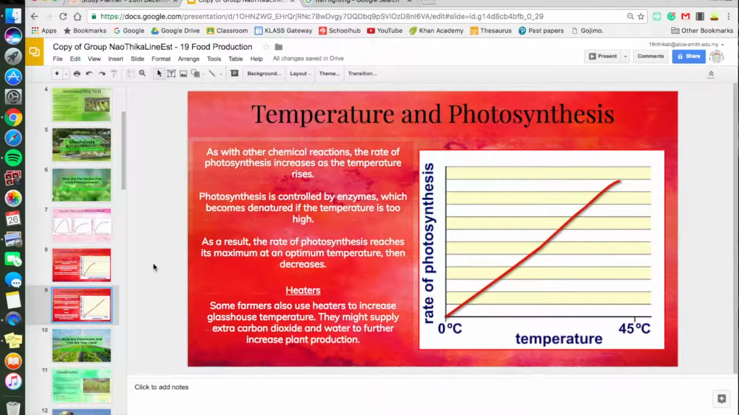Then we have temperature and photosynthesis. Temperature affects photosynthesis because photosynthesis is a chemical reaction, and chemical reactions are done by enzymes. And enzymes have a particular temperature in which they work best. So increasing the temperature to reach the temperature at which enzymes work best increases the rate of photosynthesis as well. But this only happens to a point, and then it decreases because enzymes denature at a high temperature. Farmers usually control the temperature by using heaters in glass houses, so the temperature would increase.